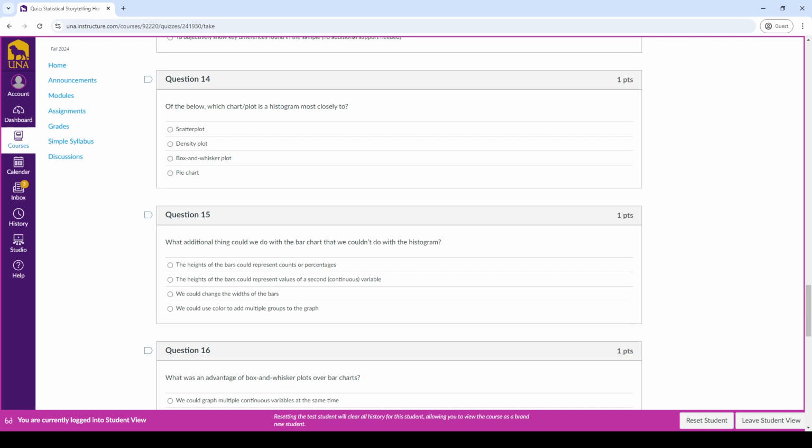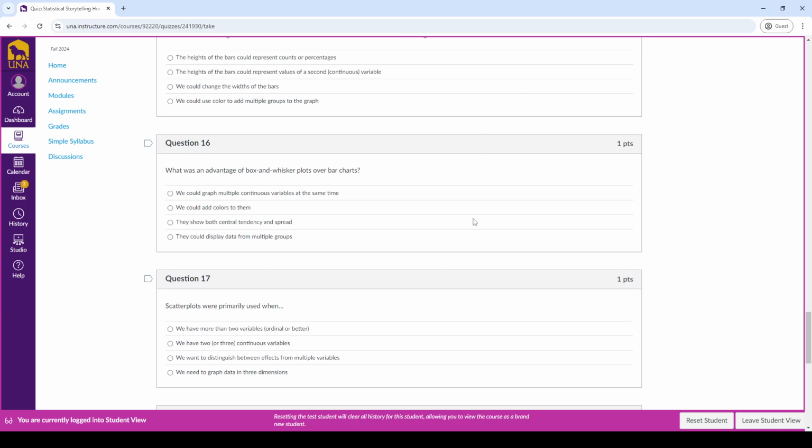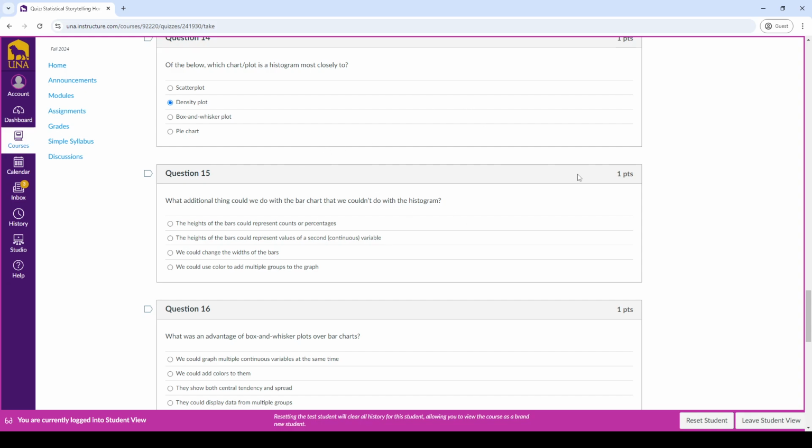Question 14. Of the below, which chart or plot is a histogram most closely related to? So scatter plot, no, not at all. Density plot, yes, pretty close. Box and whisker, pie chart, no. So density plot is going to be our one. Remember, density plot's just the continuous version of a histogram with a curve instead of little bars.